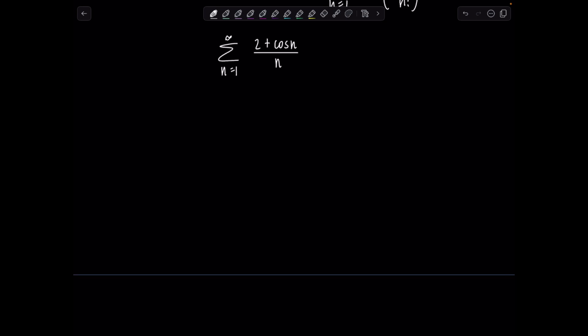Here's how to begin. I know cosine of n is bounded between 1 and negative 1. That's true always for cosine and for sine. Let me see if I can make the middle part of the inequality match the numerator that I have here. In order to do that, I need to add 2 throughout. So now I have negative 1 plus 2, that's positive 1, is less than or equal to 2 plus cosine n, which is less than or equal to 3.